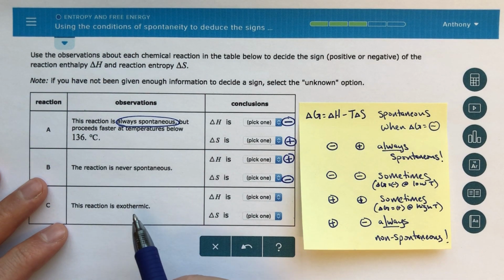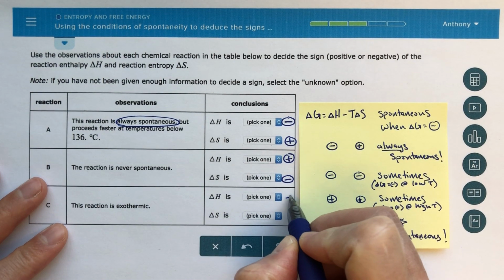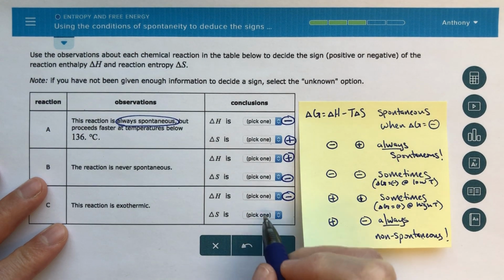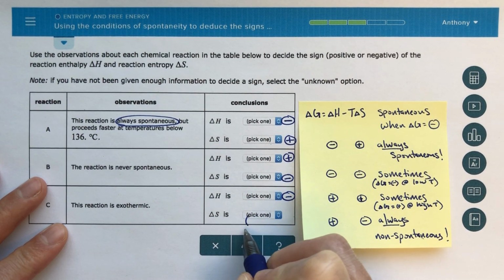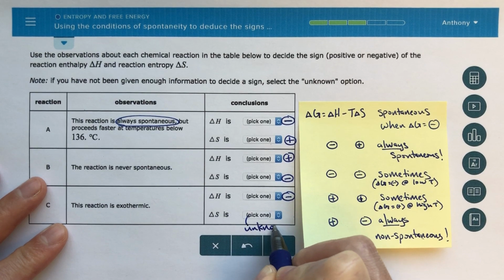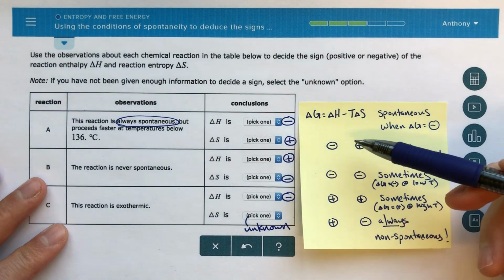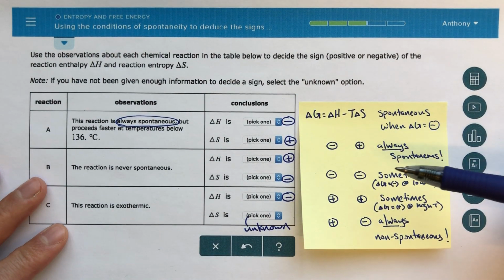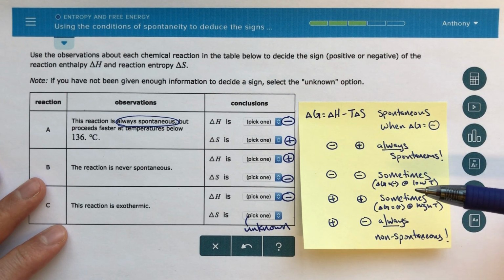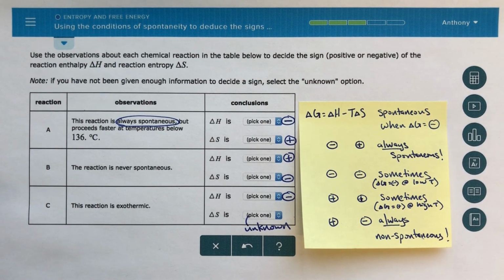This reaction is exothermic. So delta H, they're just telling you, right? So that's nice. And then here, one of the options is unknown. So here, this is going to be unknown. We can have exothermic reactions with positive entropy and exothermic reactions with a negative entropy change. So we don't know. So for the last one there, our delta S is unknown, but our delta H is very clearly negative. Okay, hope that helps.